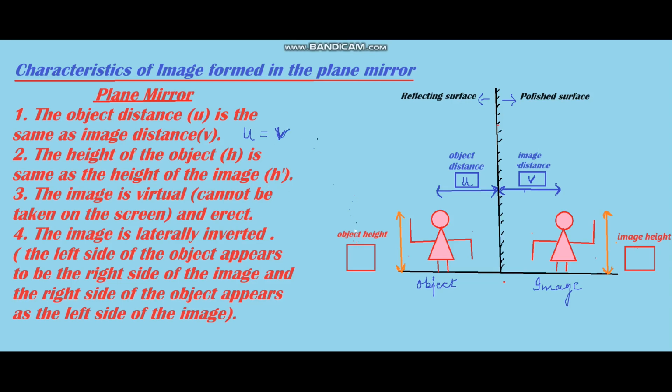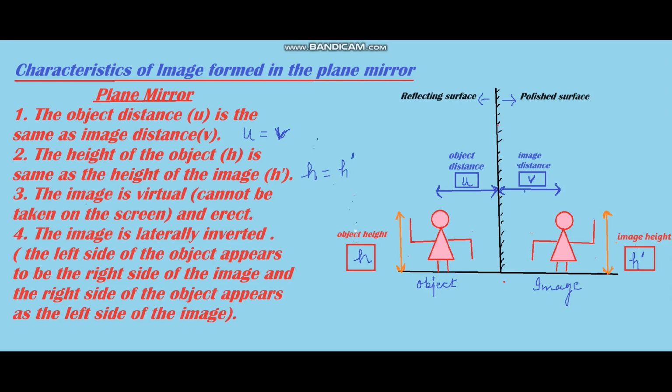In the same way, the height of the object is denoted by the letter H and the height of the image is denoted by the letter H dash. Now, for plane mirror, the height of the object is always equal to the height of the image. So, H will be equal to H dash for plane mirrors.